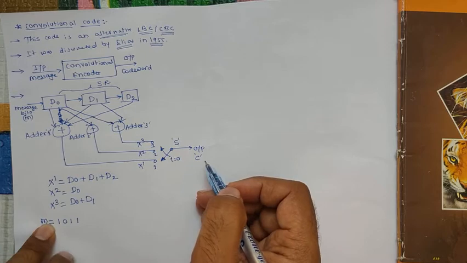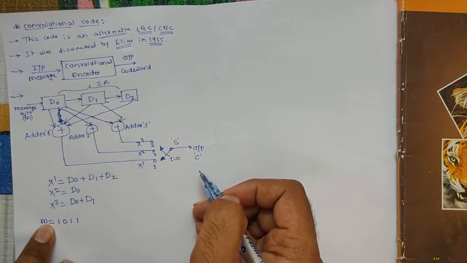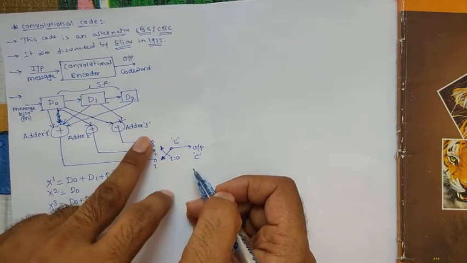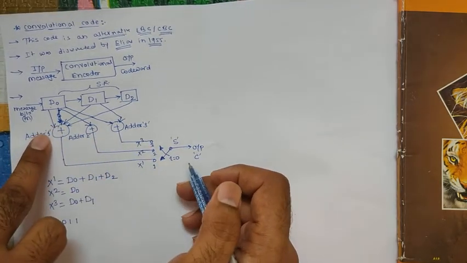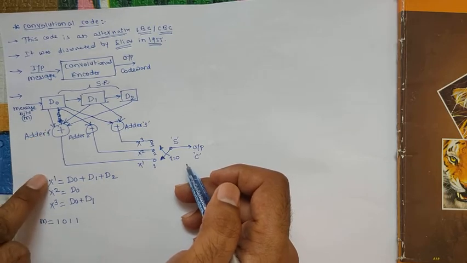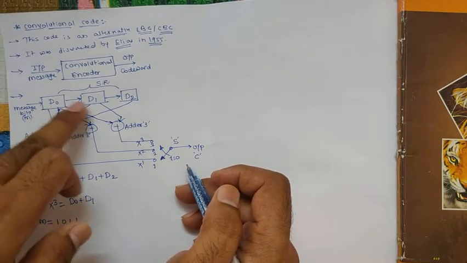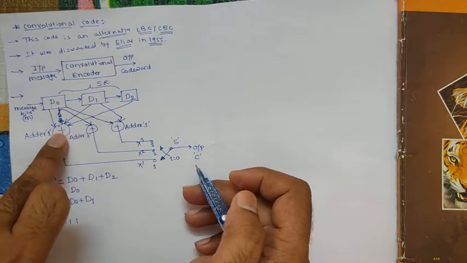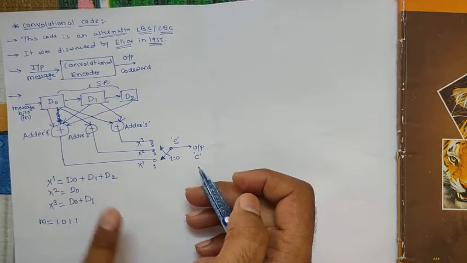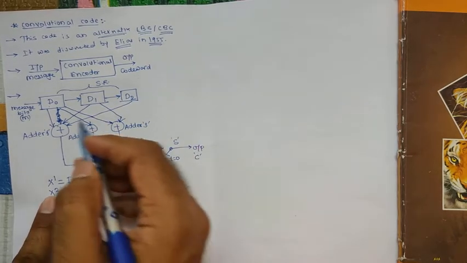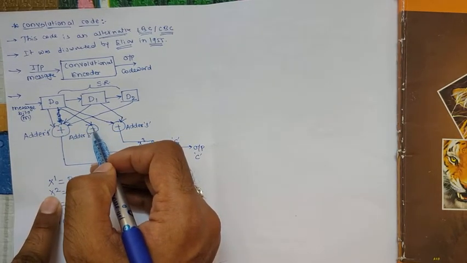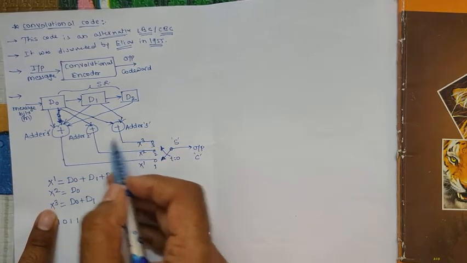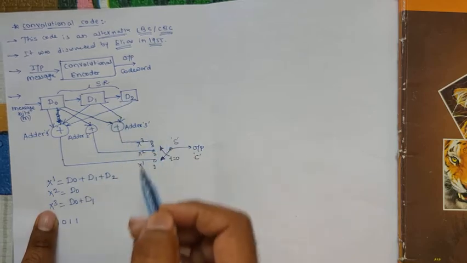Before looking at the output, first of all we need to write the values of x1, x2 and x3. What is the value of x1? X1 means the output of the first XOR gate. Since 3 connections come from D0, D1 and D2 to the first XOR gate, x1 is equal to D0 XOR D1 XOR D2. Now x2 is equal to D0, since only one connection, from D0, goes to adder 2, and x3 will be D0 plus D1.